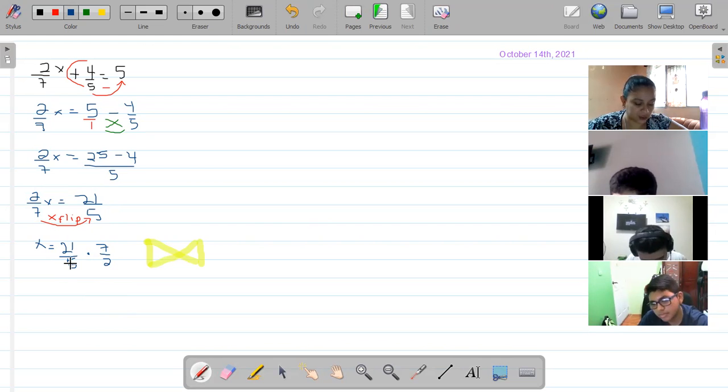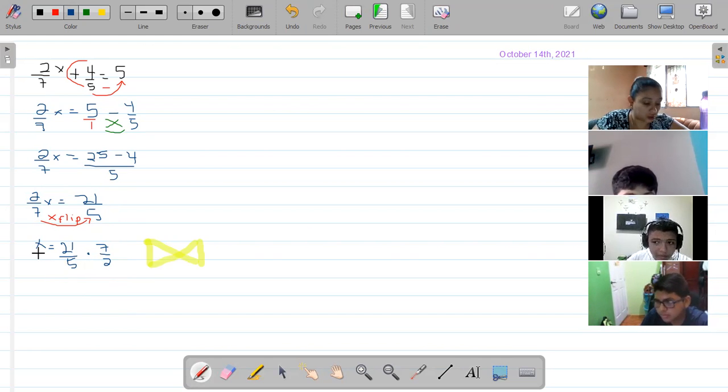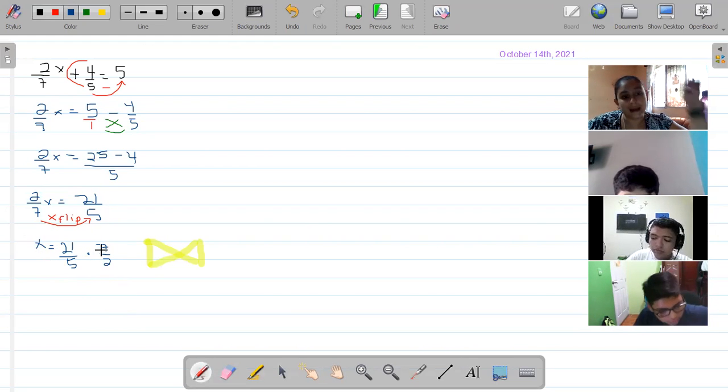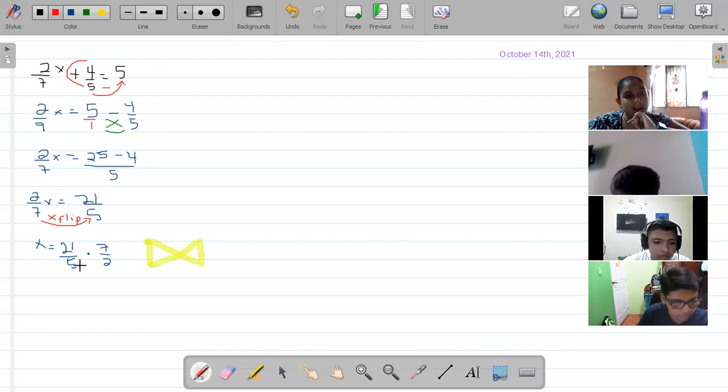Can I simplify something between 21 and 5? No. Between 7 and 2, within the same fraction? No. Between 21 and 2? No. Between 5 and 7? No. So what am I gonna do? I'm just gonna go ahead and multiply in a straight line, because that's how we multiply fractions: numerator with numerator, denominator with denominator.